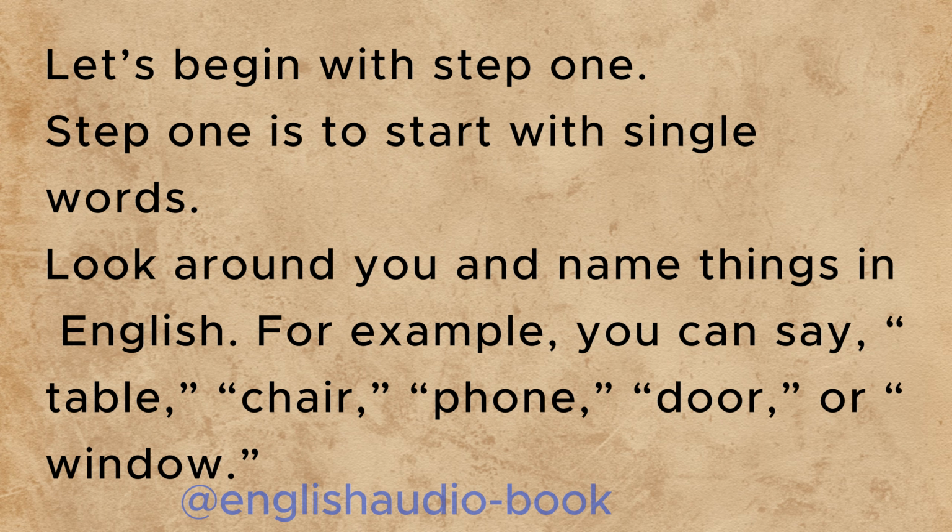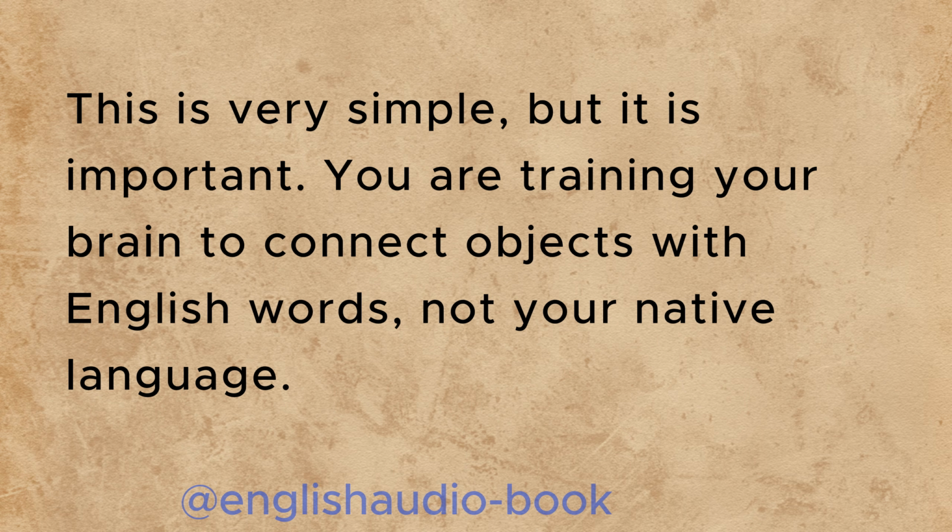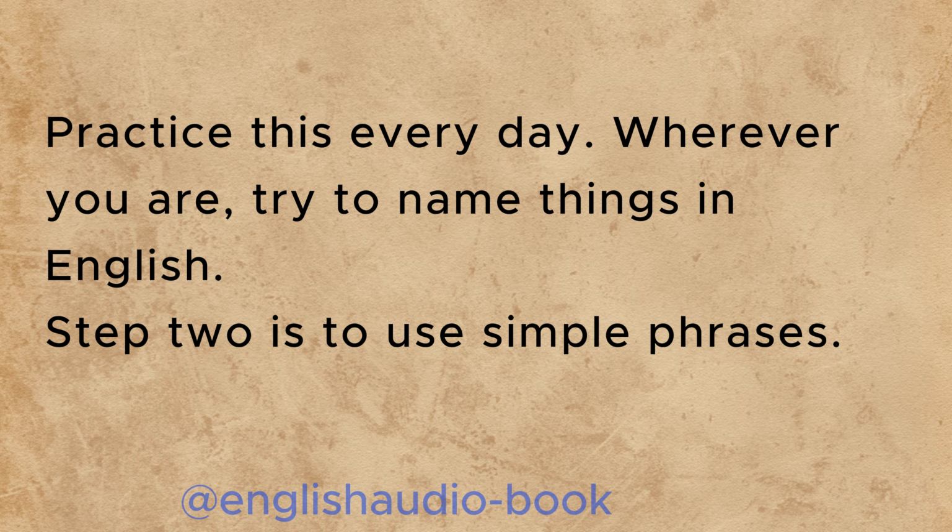Step 1 is to start with single words. Look around you and name things in English. For example, you can say table, chair, phone, door, or window. This is very simple, but it is important. You are training your brain to connect objects with English words, not your native language. Practice this every day, wherever you are. Try to name things in English.